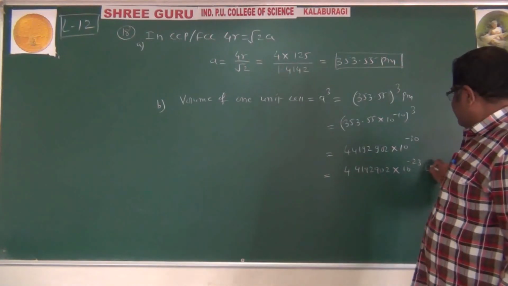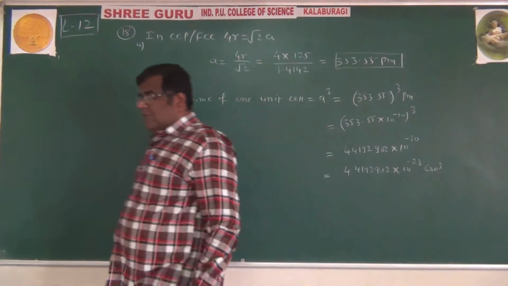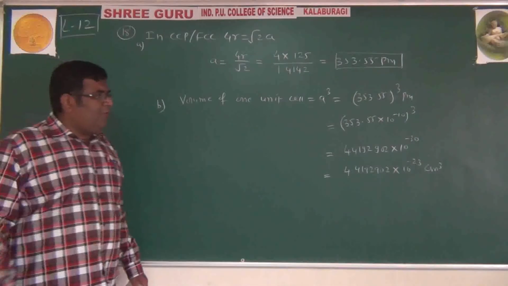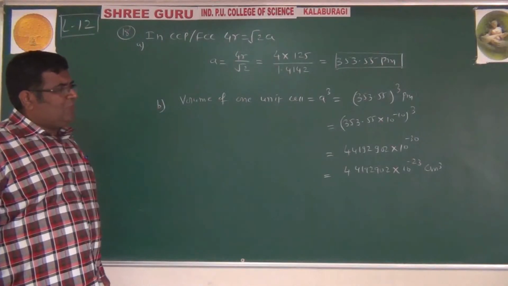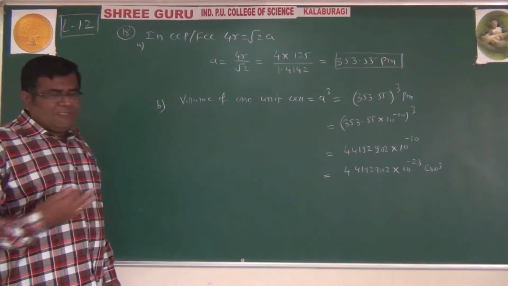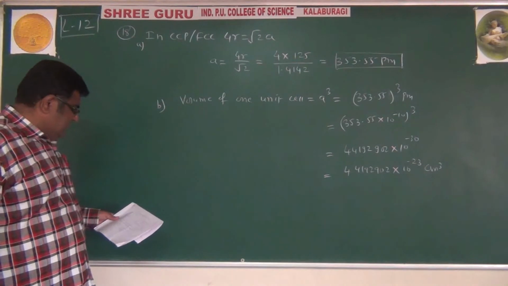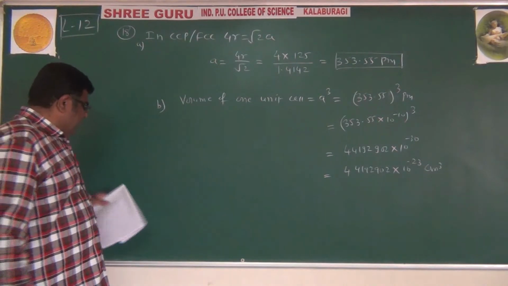And we can write cubic centimeter. So we can say in this cubic centimeter, 4.4192 into 10 raised to minus 23 cubic centimeter, there is 1 unit cell. In 1 cubic centimeter, how many units? That is the question they asked. So we can say the number of unit cells in 1 cubic centimeter.